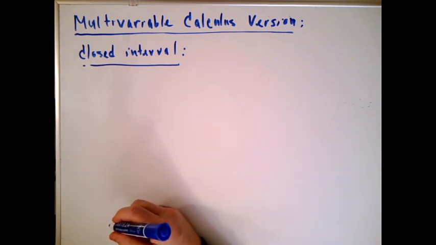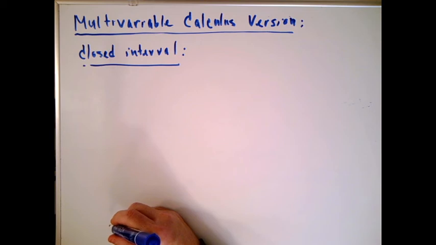Now this video is just really about concept building. We want to start out with a function of two variables or more, and we have to start by saying what is the multivariable calculus version of a closed interval. Well, first off, it can't go on forever.